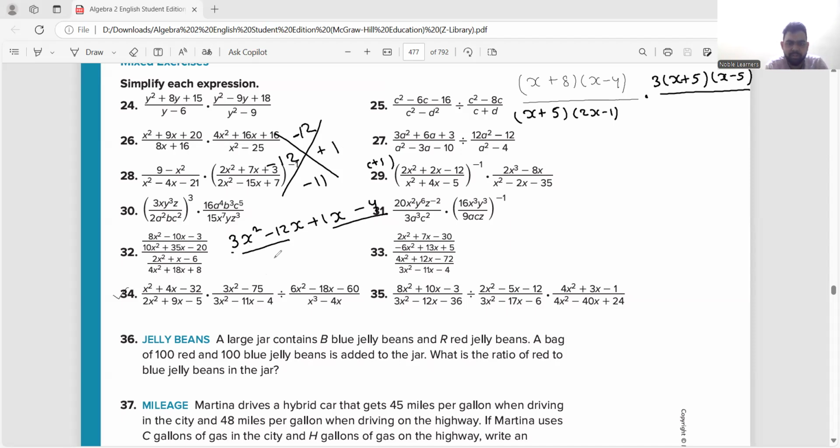Pair them up. What is common? 3x is common. So that is x minus 4, right? And then plus 1 is common, x minus 4 again, and that is x minus 4 and then 3x plus 1. No problem now. So this is x minus 4 and 3x plus 1. Done.